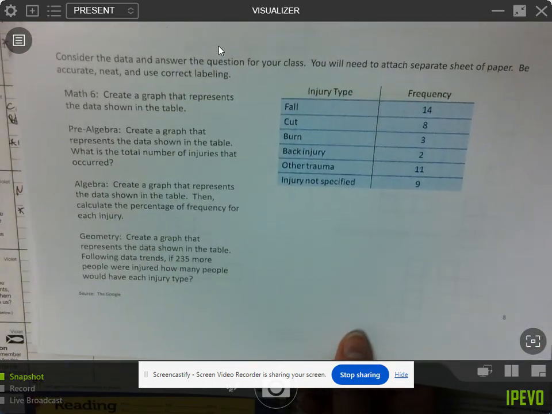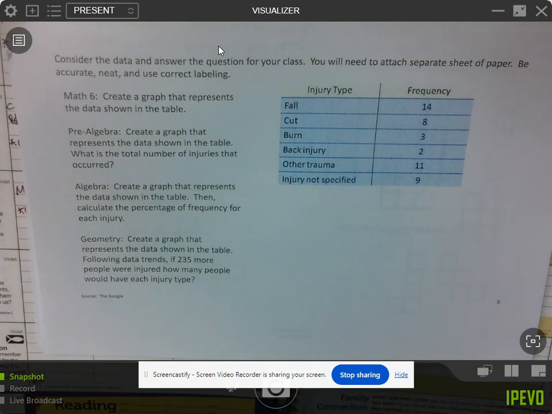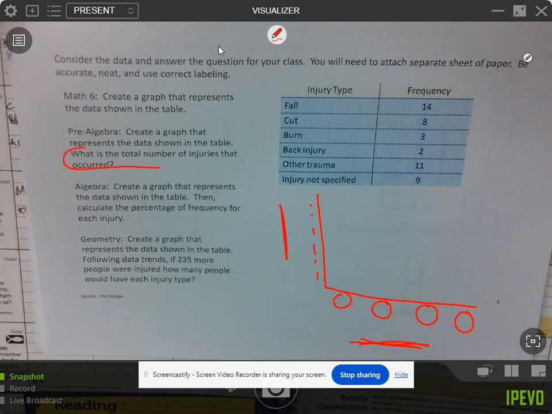Then we have our graphing page. Remember, a complete graph is going to have our words written out down here. It's going to have the numbers going up here. It's going to have a label. And don't forget there is a question. What is the total number of injuries that occurred?